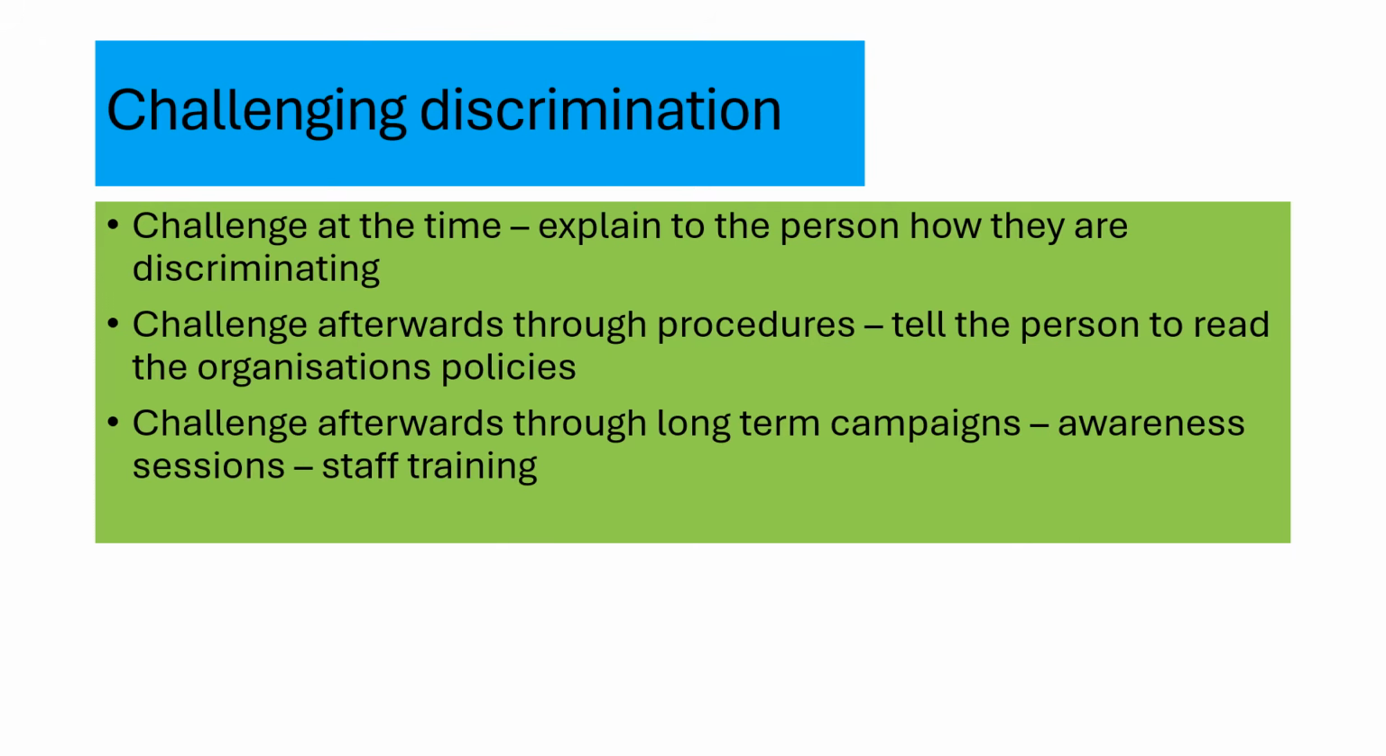You could ask the person to read what the health and social care setting has in place for policies on discrimination, and perhaps alert them to the fact that they are not following these policies. And then there's another way of challenging discrimination. It's a long-term campaign, and it's challenging afterwards through long-term campaigns. So making sure that if you're the employer and you work in a health and social care setting, that you provide staff awareness training so that staff are aware of discrimination and also aware of how they may be discriminating against the people that they are caring for.